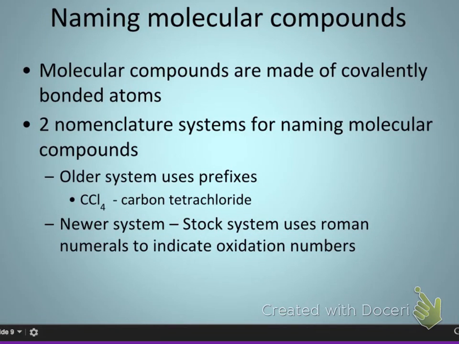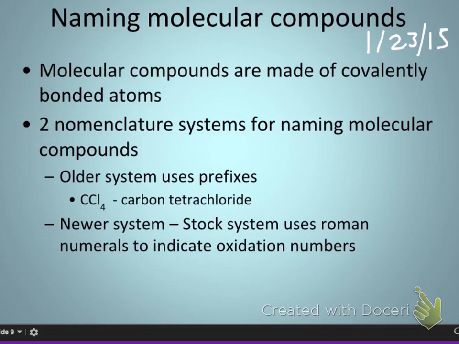Okay, so today is 1/23/15, and we're going to talk about the fourth kind of naming convention. Well, not really. The other ones have all been ionic naming conventions, just with three different kinds of substances. Now we're going to talk about what happens when we want to name a molecular compound.